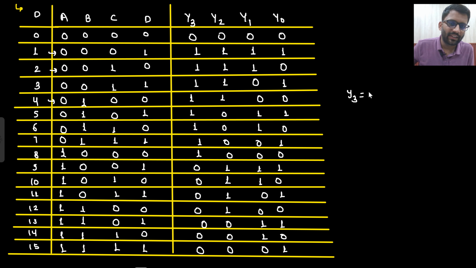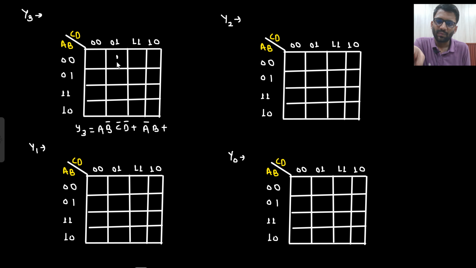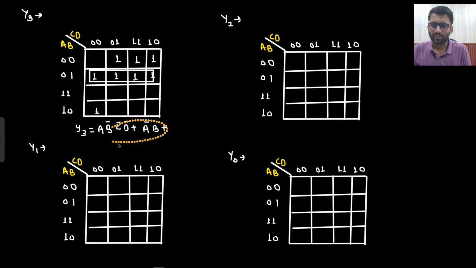Okay, so what is your y3 in min terms? If you write it in min terms, that is 5 6 7 8. So if I represent y3, what would it be? 1 to 8, no? So 0 1 2 3 4 5 6 7 and 8, right? Min terms. So I can see a quad here. Let's say move it off.